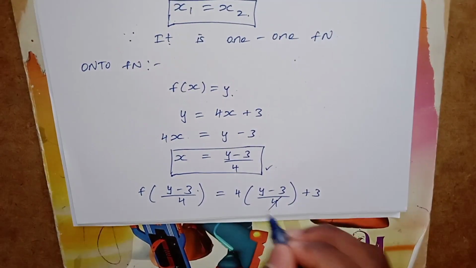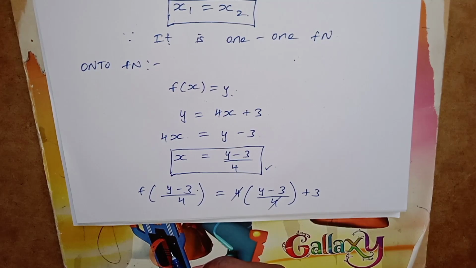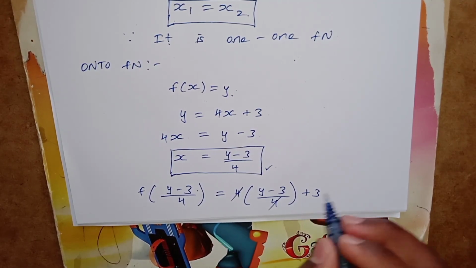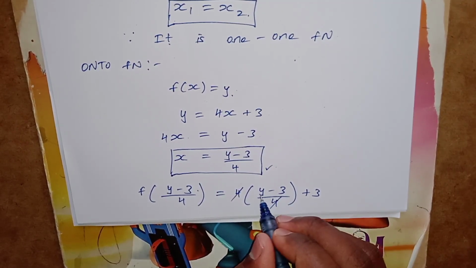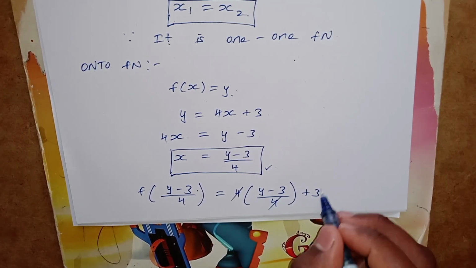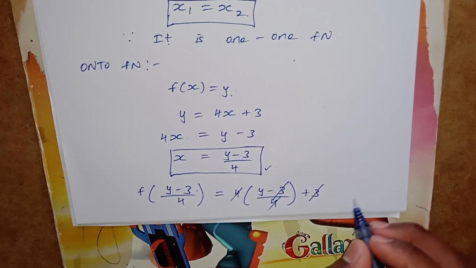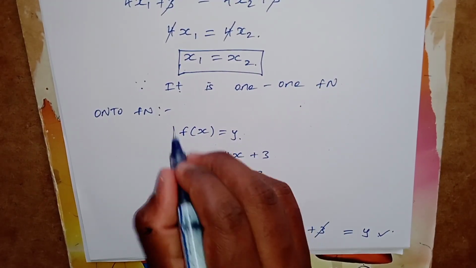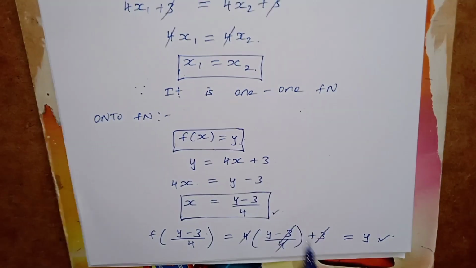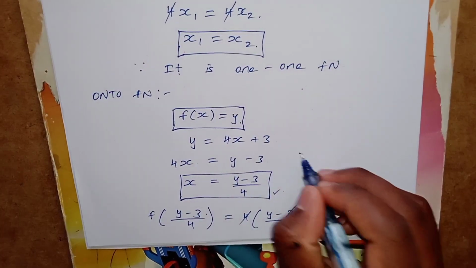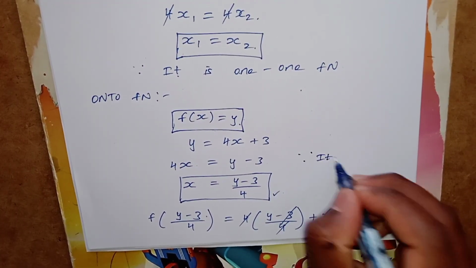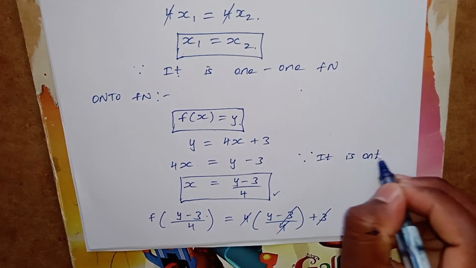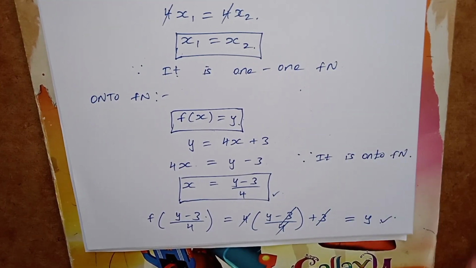Here 4 divided by 4 cancel each other. Therefore the remainder is y minus 3 plus 3. Here plus 3 and minus 3 cancel. The remainder is y. This y only we have taken, that f of x equals y. Therefore, it is satisfying the onto function.